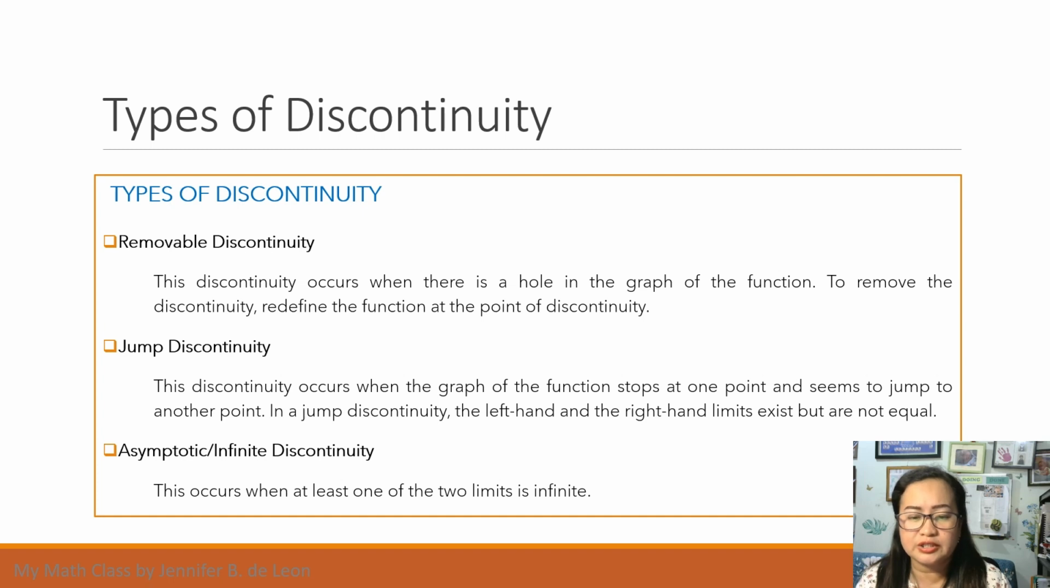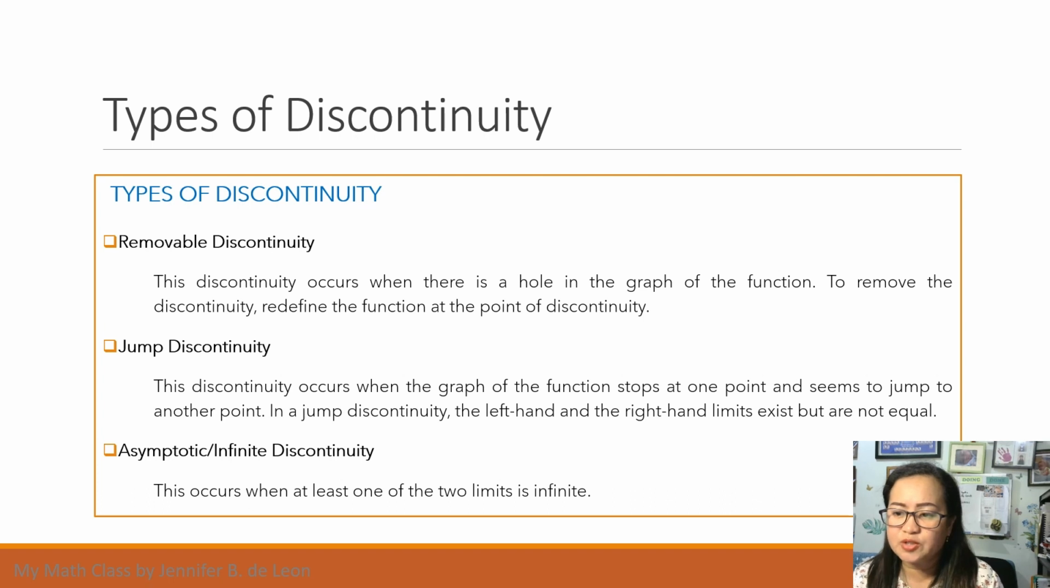Okay, so literally speaking, when we trace the graph of the function, and there is a point where we lift our pen, then we can see that this is a jump discontinuity. Okay, we lift our pen in order to proceed to another part of the graph. Whereas the asymptotic or infinite discontinuity occurs when at least one of the two limits is infinite.